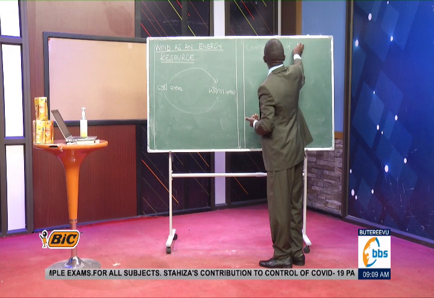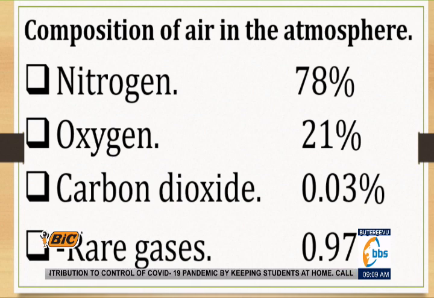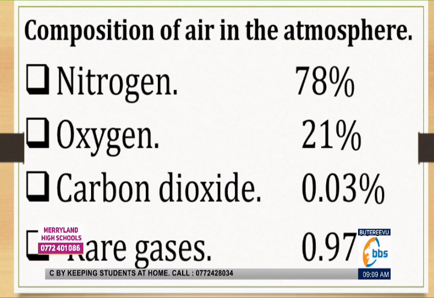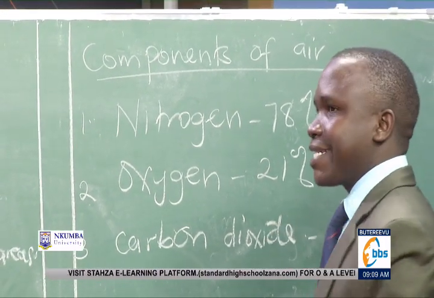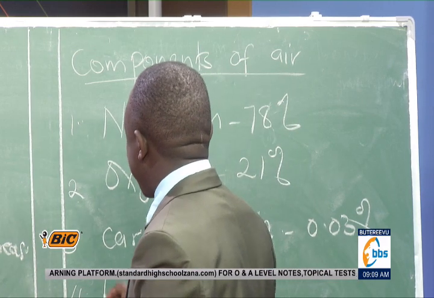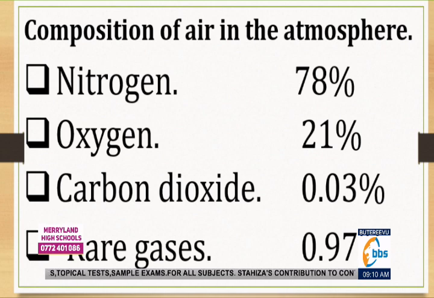And the components of air, one, we have nitrogen with the percentage of 78%. We have oxygen with the percentage of 21%. Then we have carbon dioxide. Remember, I told you the word carbon dioxide, please space it. Carbon dioxide with 0.03%. And we have rare gases. The rare gases make 0.97%. Sometimes they give you 1%, which is also correct.